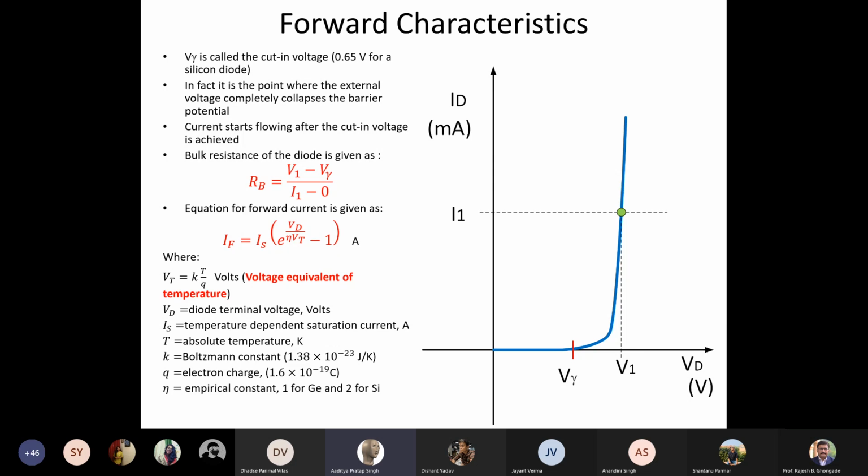So it is as if I am applying some voltage to free the electrons. The effect of the temperature is equivalent to so much voltage, as if I am applying so much voltage. Are you able to understand this? And that is the reason why it is called the voltage equivalent of temperature. This is going to be the most important, a fundamental quantity in your lives as electronic engineers.